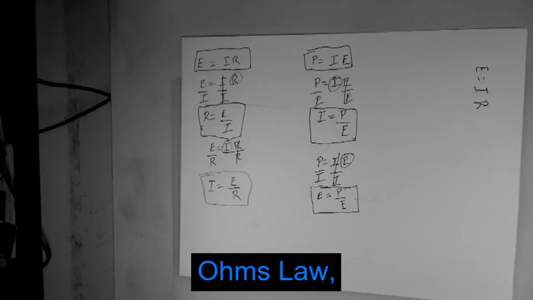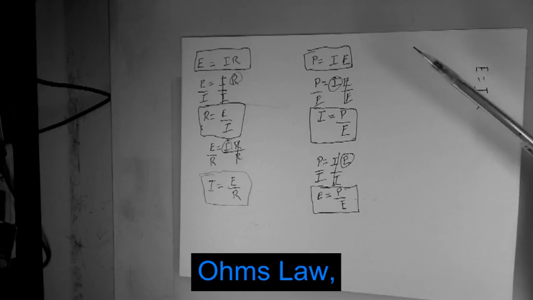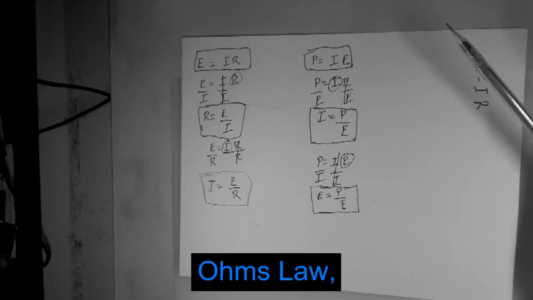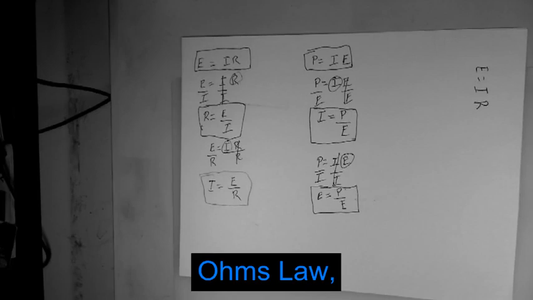Now let's go and find out this other formula. This formula is for power, and what it says is that power is equal to I, the current, times E, the voltage. I'll discuss a little later that we could have substituted V for E, but I'll talk about that another time.